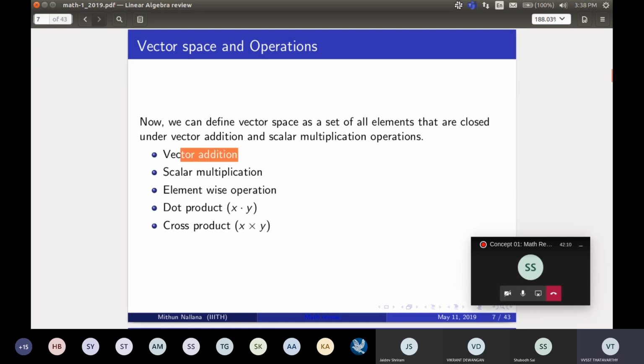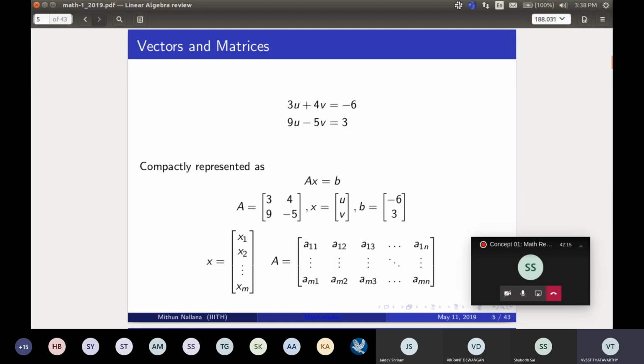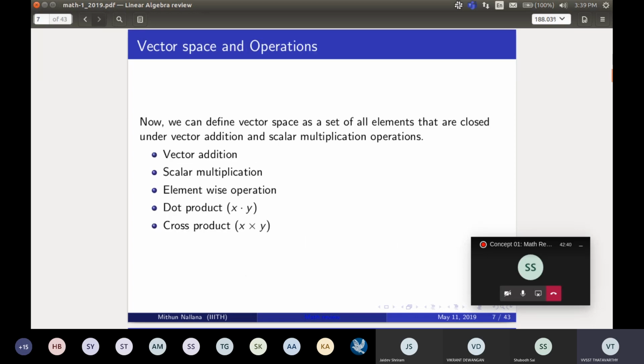I know most of you will know the basic vector addition. You can do it element-wise. Say 3, 9 is a column vector and 4, -5 is a column vector. You can just add the components element-wise: 3 plus 4 and 9 plus -5 will be the resultant column vector if these are two different vectors and you are adding them.